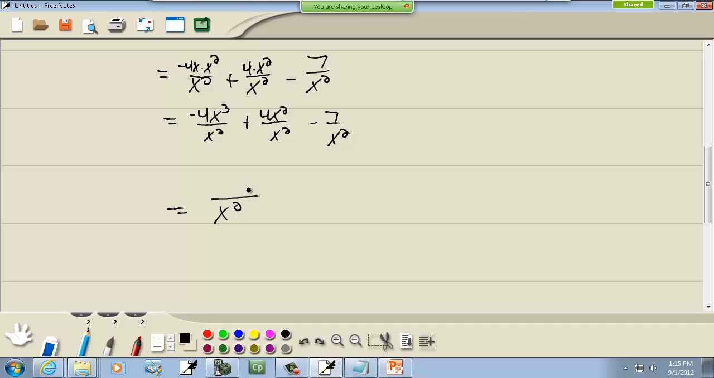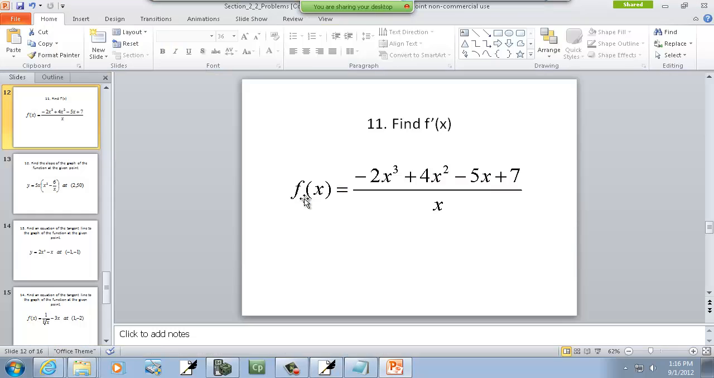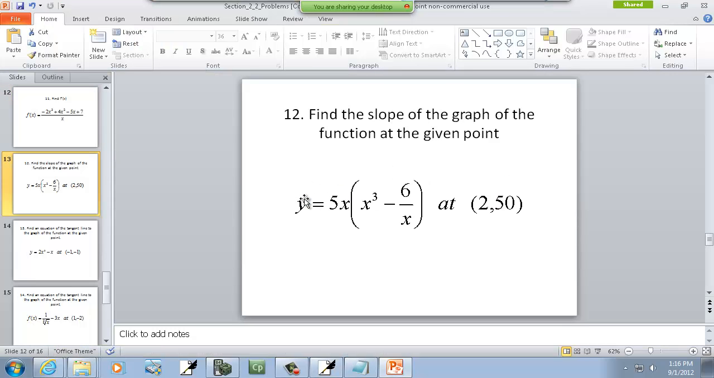Well, they all have x squared, so I'll merge together the top parts. So I got negative 4x to the third plus 4x squared minus 7, all over x squared. And take a look at our next problem.